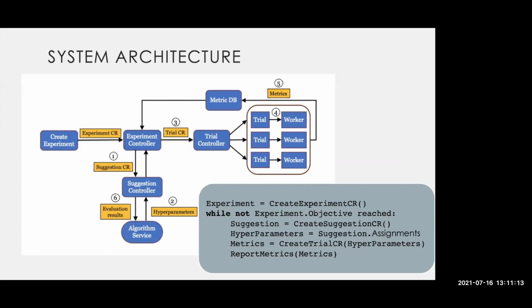And the experiment controller reads from the metric database and figures out, oh okay, my experiment is not yet completed, so I have to put more suggestions. So it creates more suggestions. That loop continues till your objective is reached. That is the main loop, as you see in the pseudocode. There is an extra while loop here, which does the reconciliation till your experiment objective is reached, or you could configure a maximum number of trials, probably to limit the number of resources used. Till that time, the same loop continues.